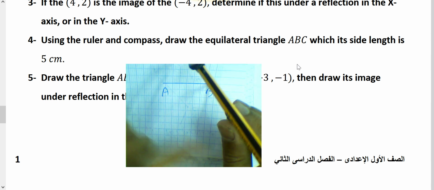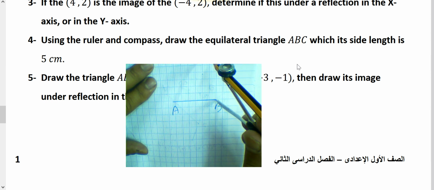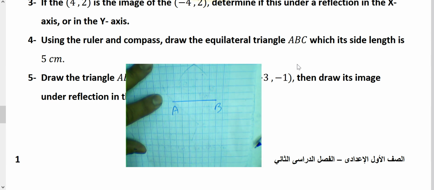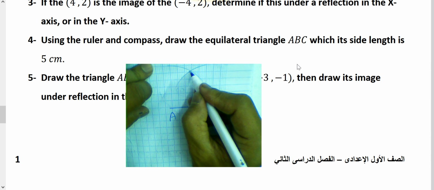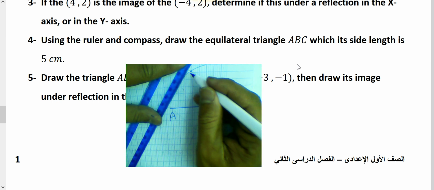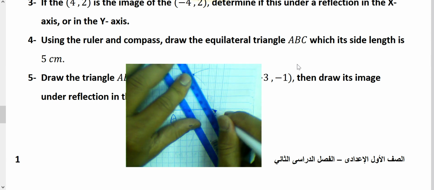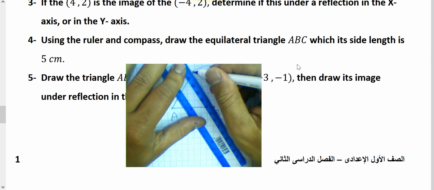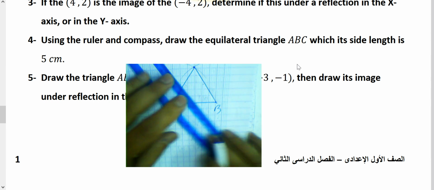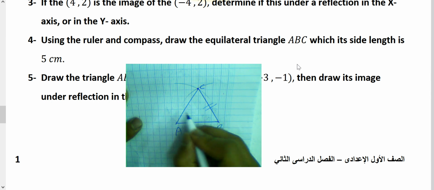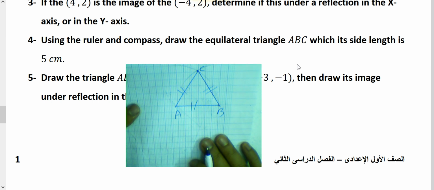And then draw the arc and start here. Arc intersection one point. This point will be the vertex of the triangle. ABC is this triangle, okay? We called it equilateral triangle.